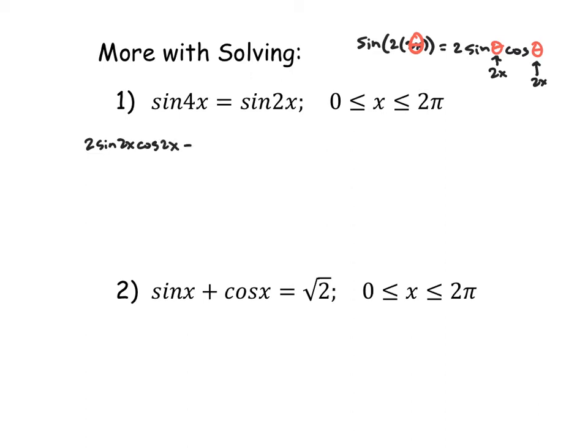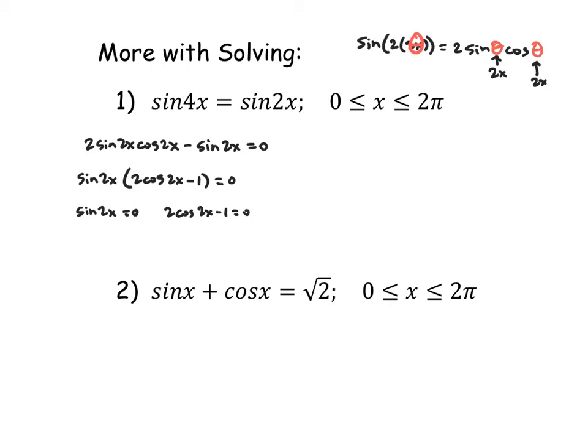And I'm going to subtract sine 2x from the right side and set the right side equal to 0. Now I'm going to factor out a sine 2x. That'll leave 2 cosine 2x minus 1 is equal to 0. Now using the zero product property, sine of 2x should equal 0, or 2 cosine of 2x minus 1 should equal 0. Now this is where it gets interesting, right?